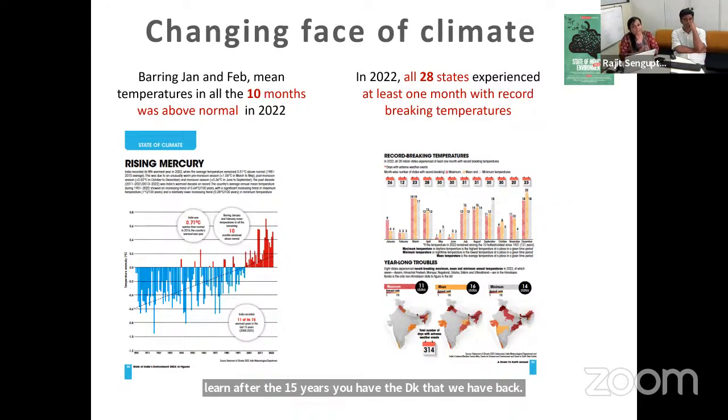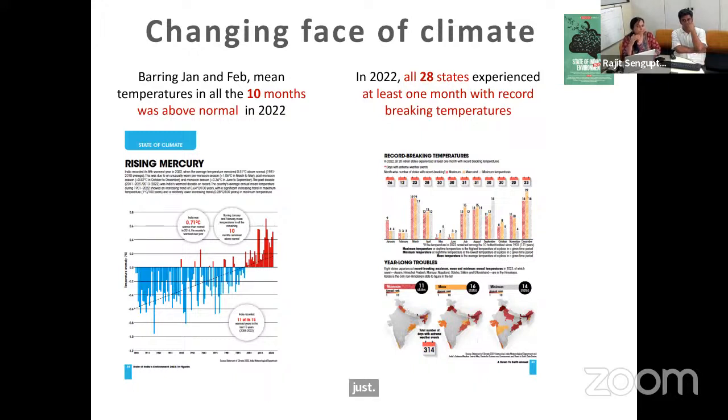The other interesting aspect that we found, again across states of the country, is that all 28 states had seen at least one month where the temperature was record-breaking. By this we mean that the temperature broke records not just in terms of mean temperature. Temperature records were broken across all three parameters: mean, maximum, and minimum. Across all these parameters, at least one month in every state had record-breaking temperature.